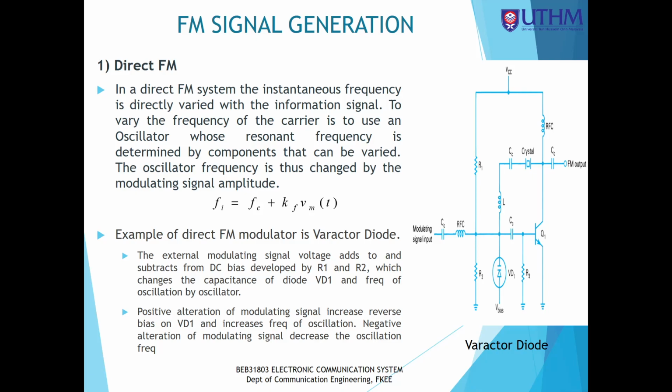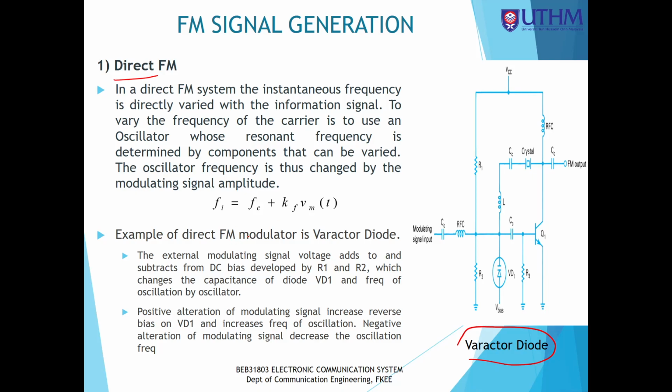The first one is to use a direct FM modulator. Okay, that means we are directly change the frequency of the carrier in accordance with the amplitude variation of the input signal. Okay, so direct FM means that we are directly change the frequency of the carrier. So there are many direct FM modulator types in the real world. Okay, one of it is what we call as a varactor diode.